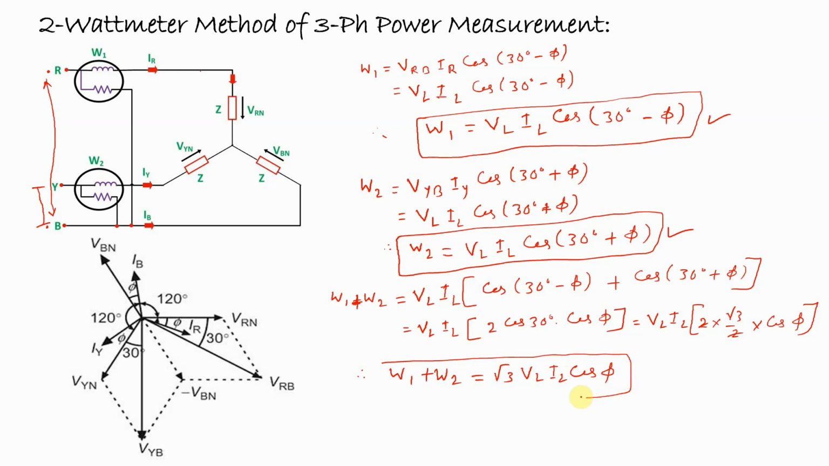This is nothing but the formula for the power of a three-phase circuit. We have already seen that the active power is root 3 VL IL cos phi. So the readings of the two wattmeters give us the active power. In this way, when we add the readings of the two wattmeters using the two wattmeter method of three-phase power measurement, we directly find the active power, root 3 VL IL cos phi.